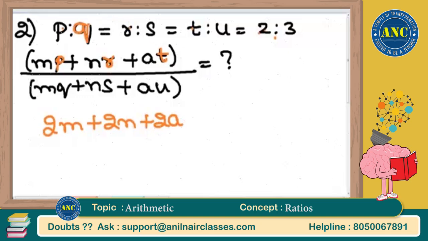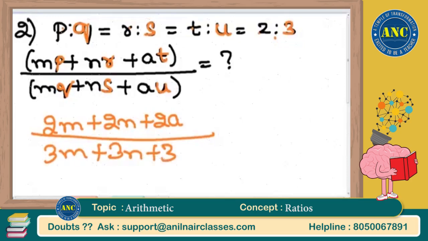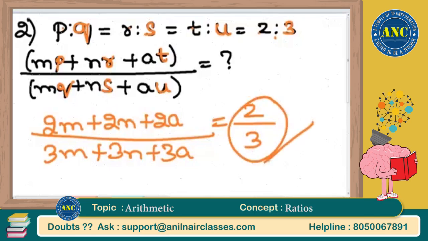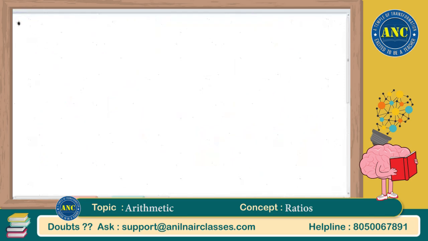Q value is 3. S value is 3. U value is also 3. Substitute. 3m plus 3n plus 3a. 2 common in numerator, m plus n plus a. 3 common in denominator, m plus n plus a. They both will cancel. Over answer 2 is to 3. Idea clear, sir? Next, another question.